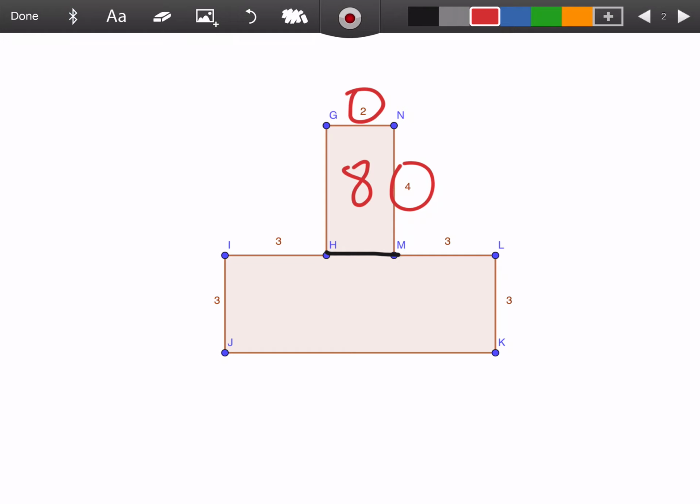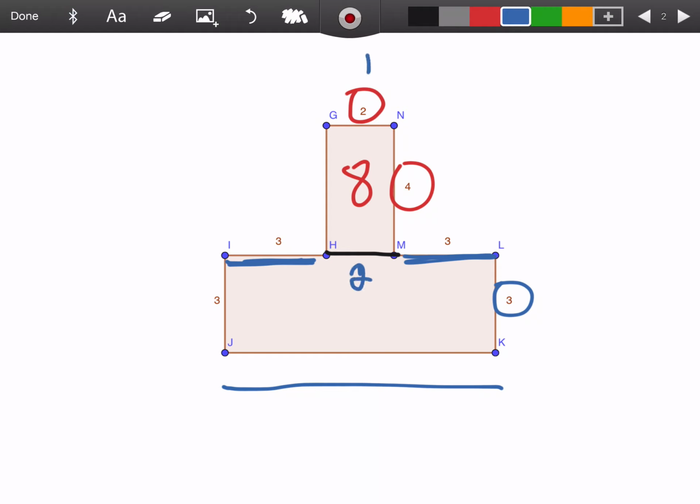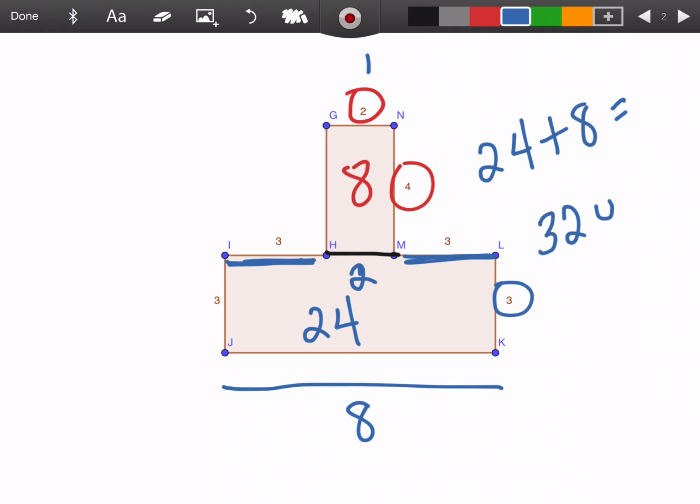Looking at our bottom rectangle, we can see that the bottom rectangle has a height of 3, and we need to figure out how long this is. Well, we can see that from here to here is 3, we can see from here to here is 3, and this piece was listed at the top as 2, so we know that 3 plus 3 plus 2 is 8. So this is an 8 by 3 rectangle, and if we do 8 times 3, we get an area of 24 square units. So again, we're going to add these 2 values together. 24 plus 8 is going to give us a total area of 32 square units.